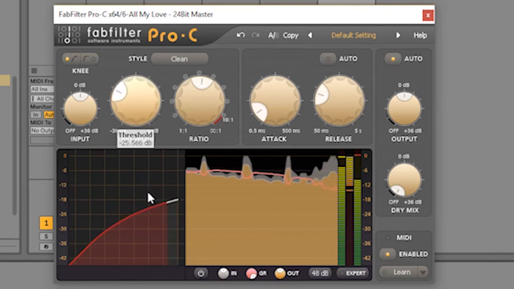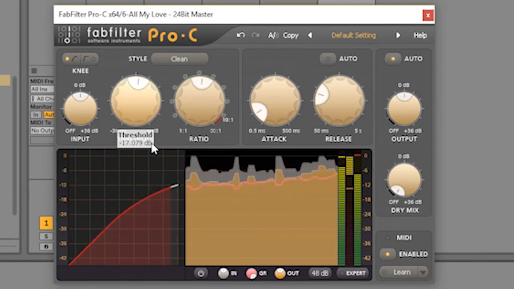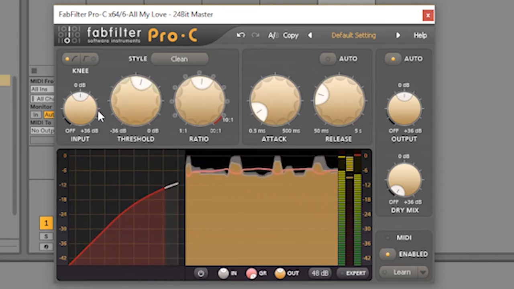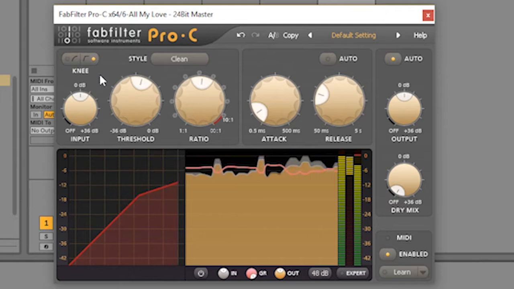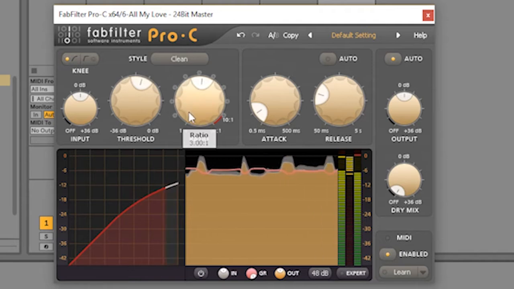Now a threshold is basically telling the compressor at what level to start working. If you put a threshold at -16 dB, the compressor will only start working once the signal reaches and passes through -16 dB. Now there's also something called the knee, which is basically determining how the compression is applied. The harder the knee, the harder the compression in relation to the ratio.